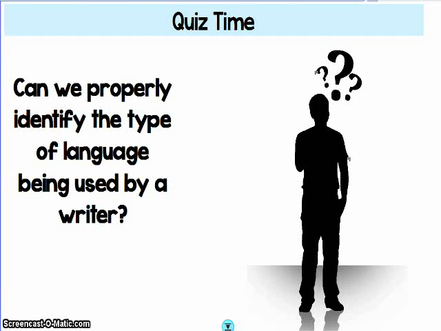Okay, now it is quiz time. So we are going to see if we can properly identify the type of language being used by a writer. You're going to go onto Edmodo, and you'll see there is a quiz assigned to you on formal versus colloquial language. For each of the questions, you're going to get a scenario. It is going to be a sentence or two, and you're going to determine whether or not the writer is using formal language, colloquial language, or medium language.